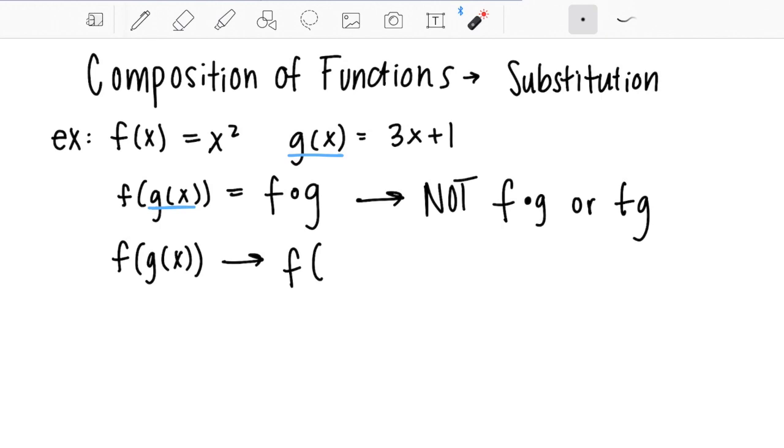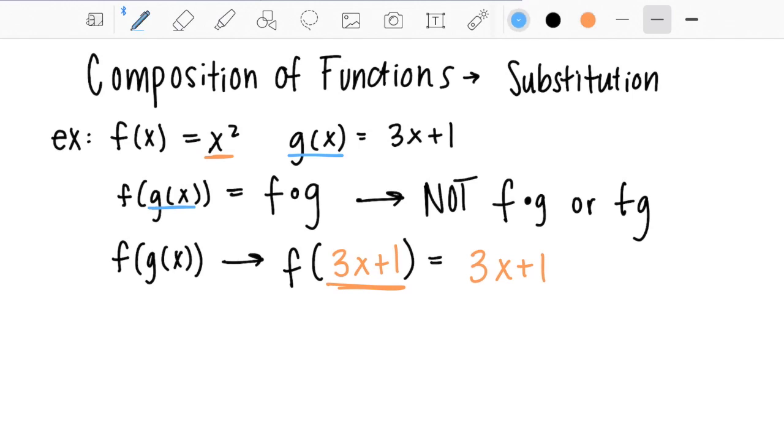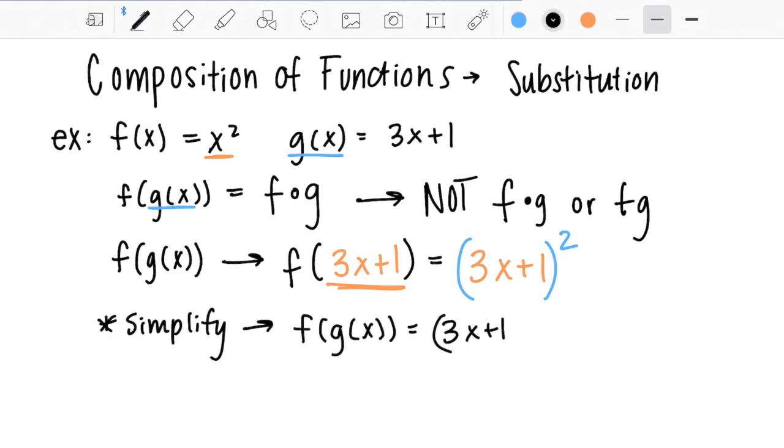So you can see I'm writing f of g of x is the same as f of 3x plus 1. So now 3x plus 1 is my input to the function f instead of x. So wherever I see x in f of x, I'm going to replace it, substitute it with 3x plus 1. So instead of x squared, I'm going to have 3x plus 1, the whole thing squared as my new function. Now all that's left to do is simplify. So again, I have something that I need to FOIL.